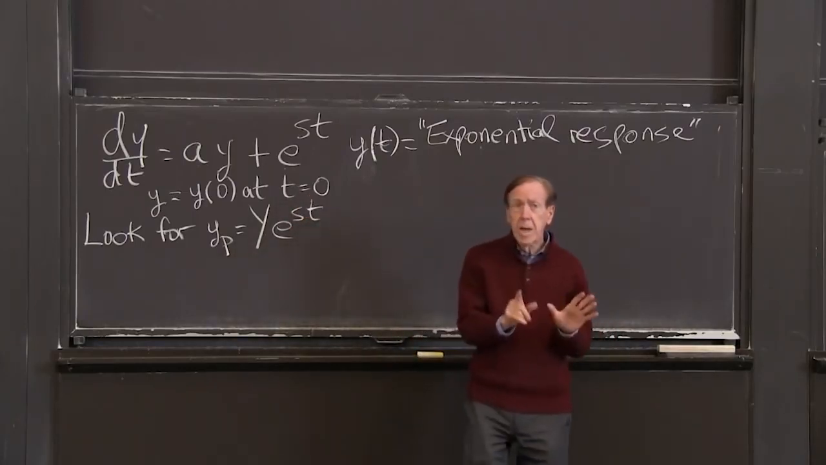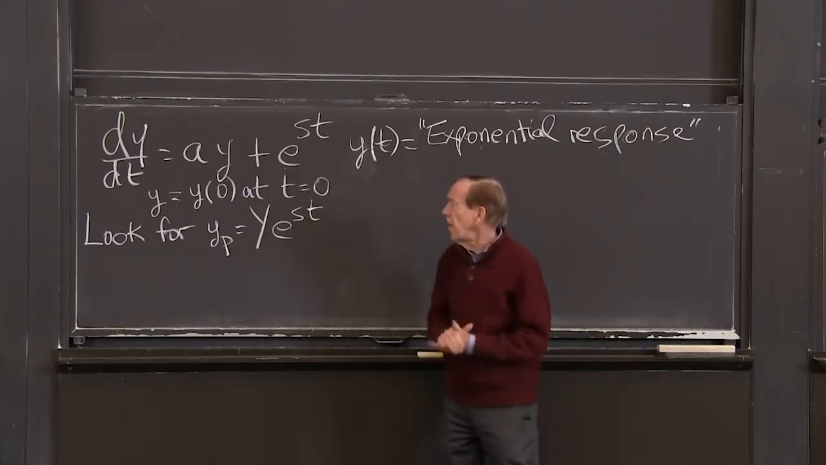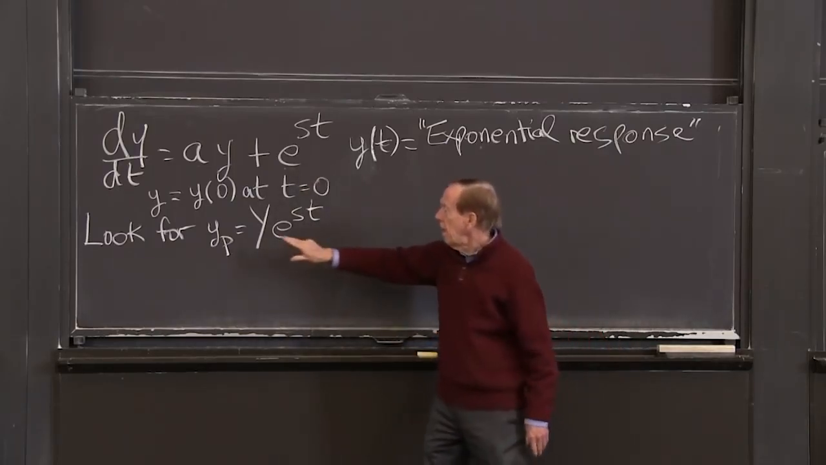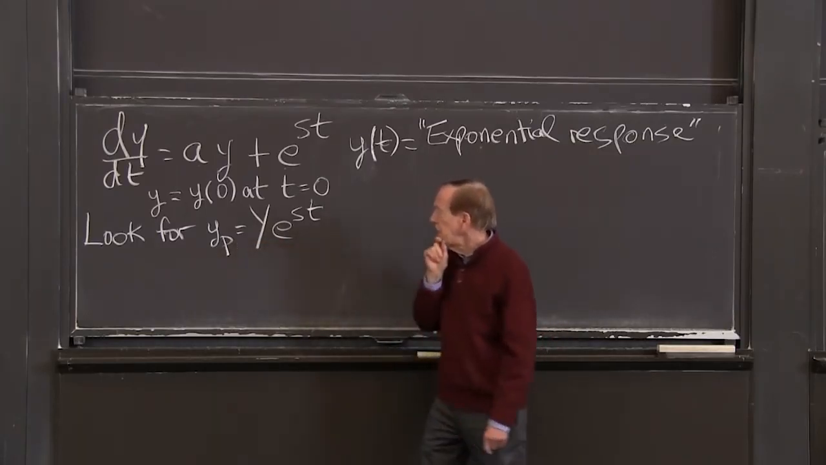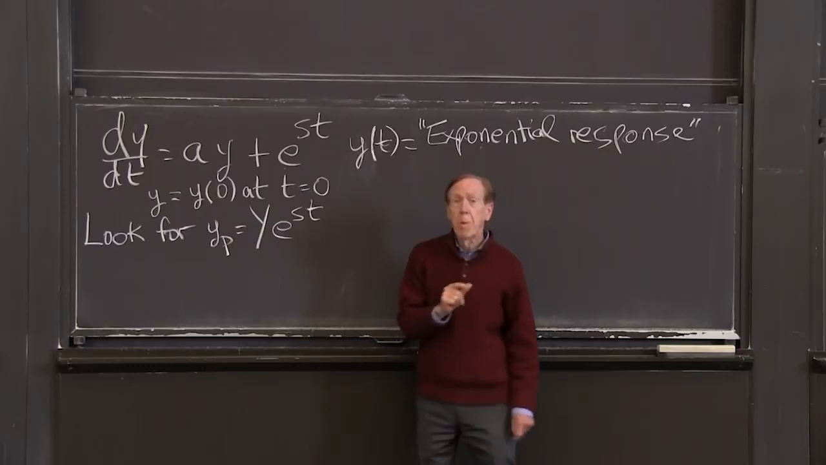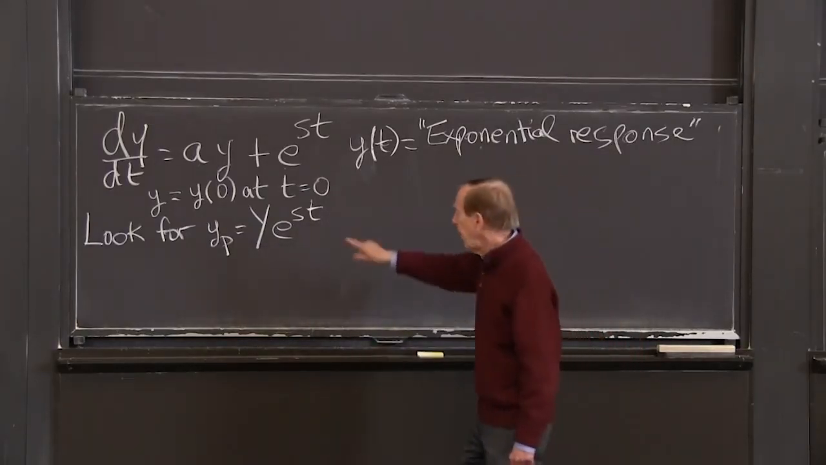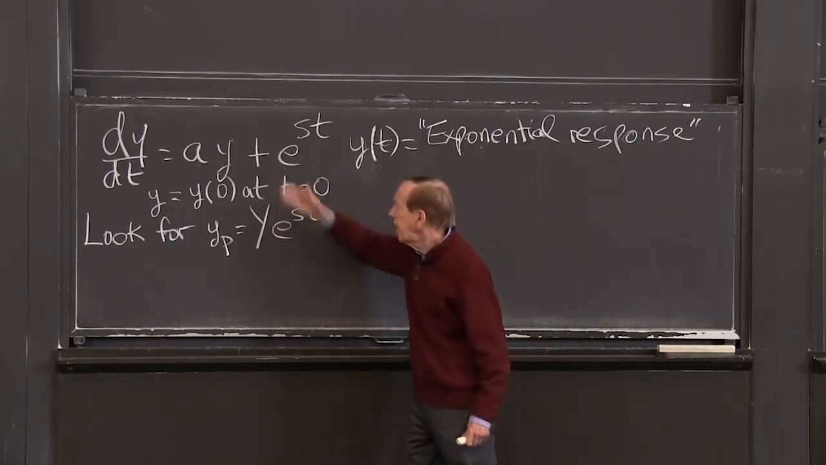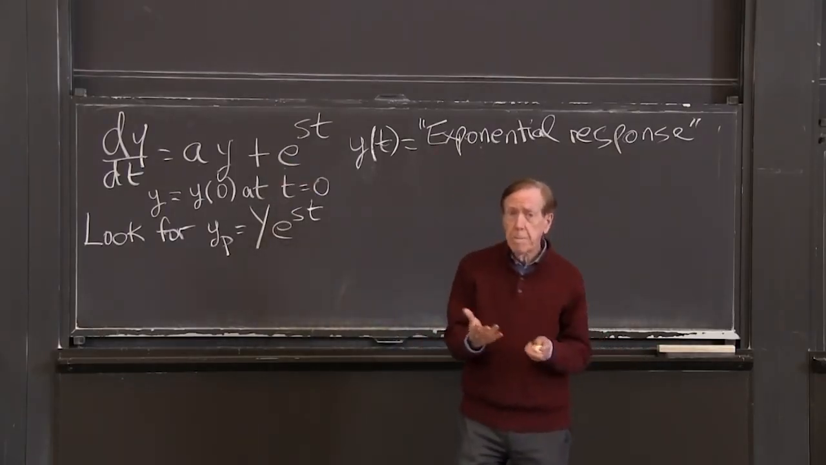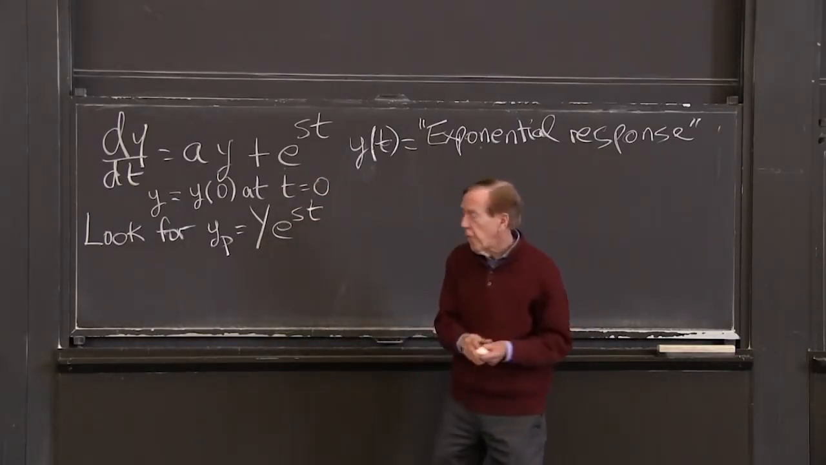Okay, here's the key point: with this nice source function, one solution, a particular solution, will be just a multiple of e to the st. So all I have to do is find that number, capital Y, and I've got a solution to that equation. How do I do it? Substitute this into the equation and solve for Y.